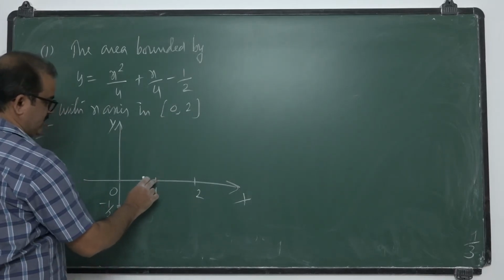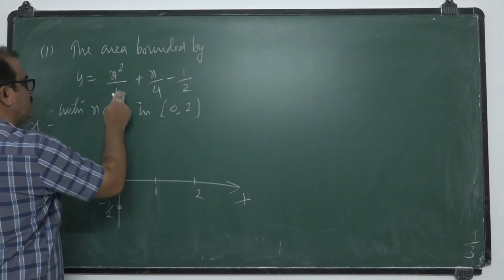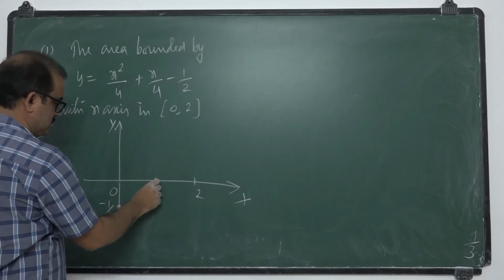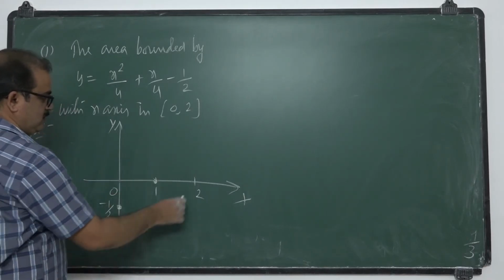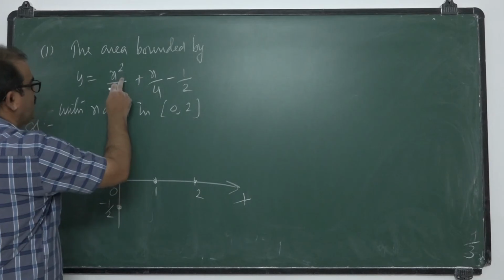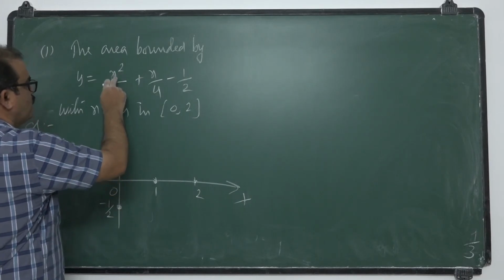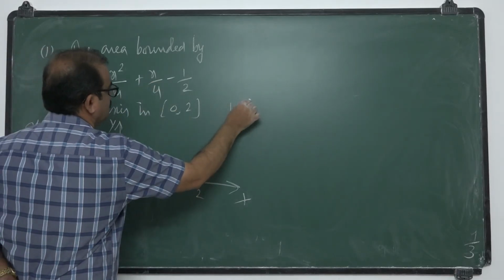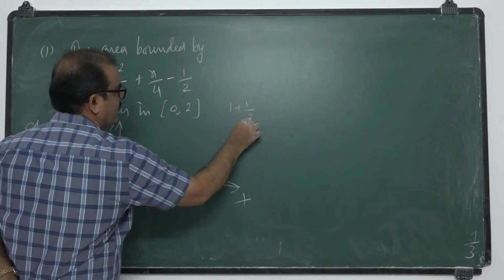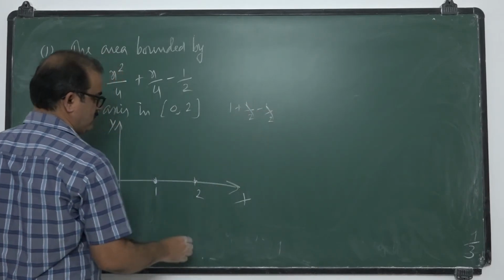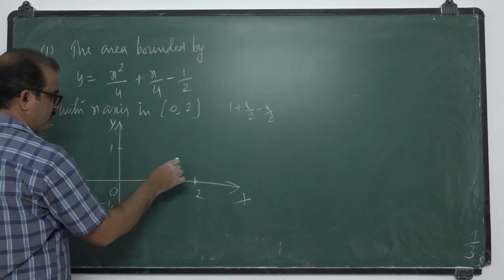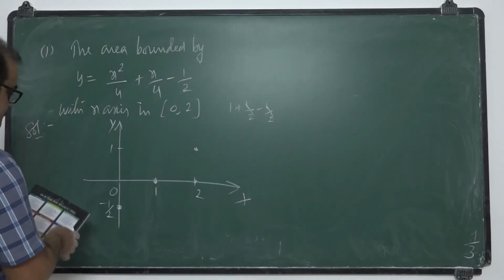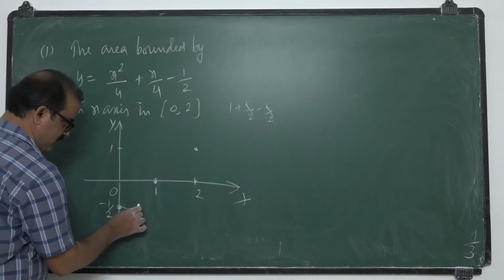Next, when x is 1, y value is 1 by 4 plus 1 by 4, 1 by 2, 1 by 2 minus 1 by 2, 0. Next, when x is 2, y value is 2 square 4, 4 by 4, 1, 1 plus 2 by 4, 1 by 2 minus 1 by 2, the halves cancel, y value is 1, which means positive. Now the shape of the curve is in this way.